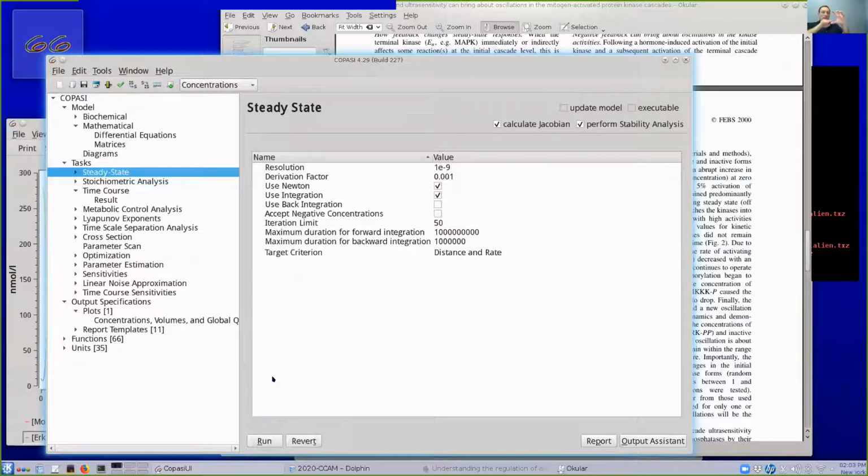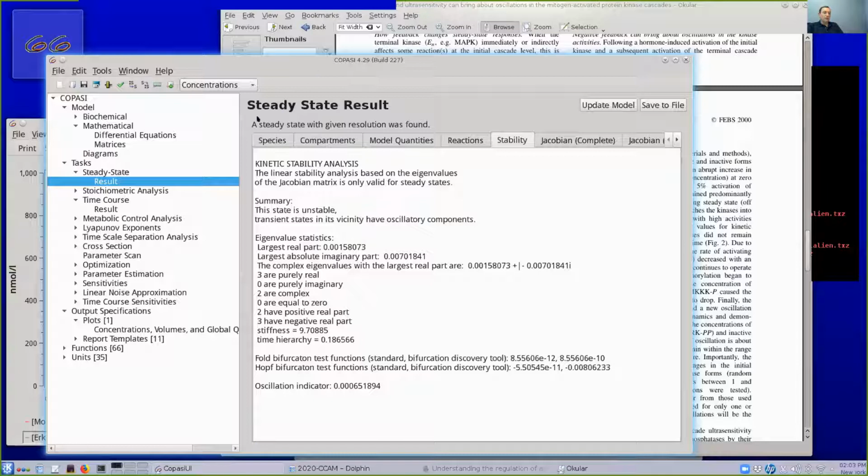It's like the oscillation is a cycle, and in the middle, there is an unstable steady state. And I think COPASI is going to find it. So it has indeed found a steady state. And if you look at the stability, it says this steady state is unstable.